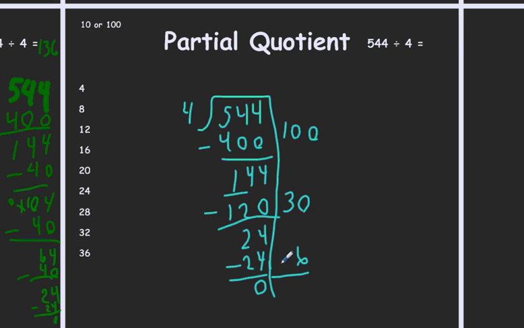And so what I'm going to do next is add these together. 0 plus 0 plus 6 is 6. 0 plus 3 is 3. And 1 plus nothing else is 1. So my quotient, which goes on top, is 136. 136, exactly.